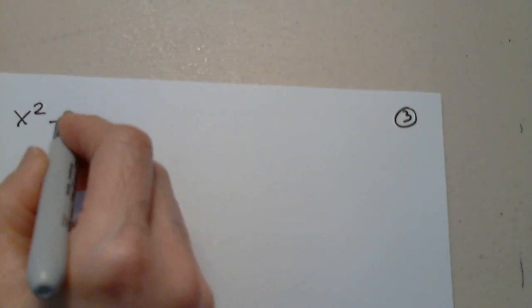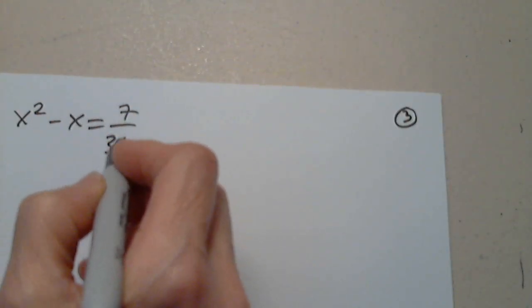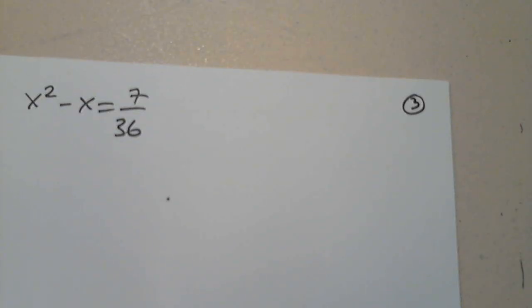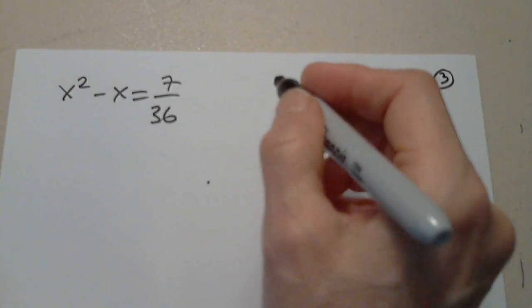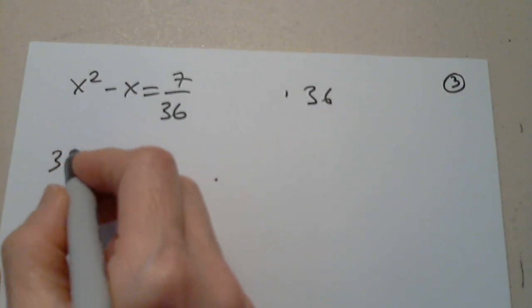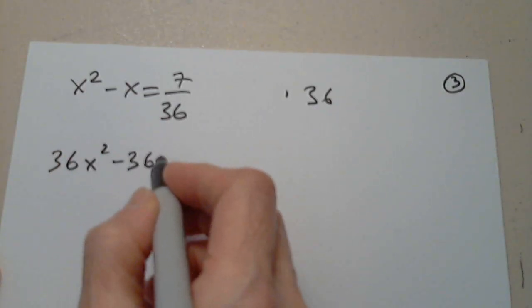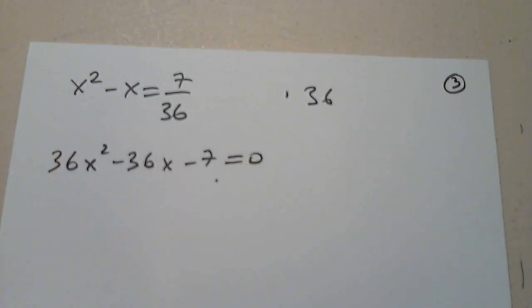So here we want to solve x squared minus x, and I'm on page 3. So we have x squared minus x equals 7 over 36. I know you know what I'm going to do first: multiply by 36. Of course. So I have 36x squared minus 36x minus 7. I have to move 7 to the other side, and then put it in the graphing calculator.